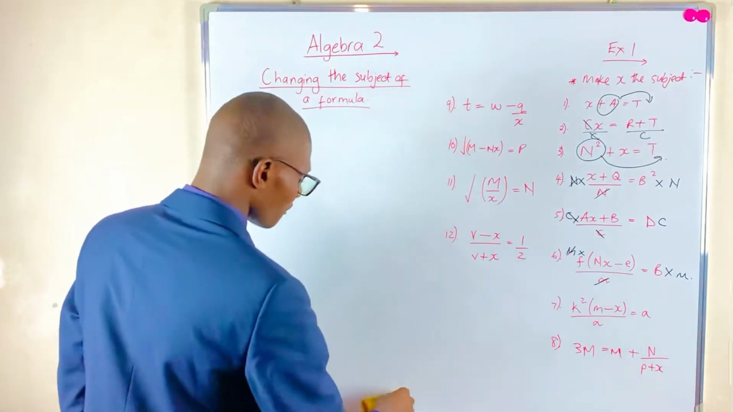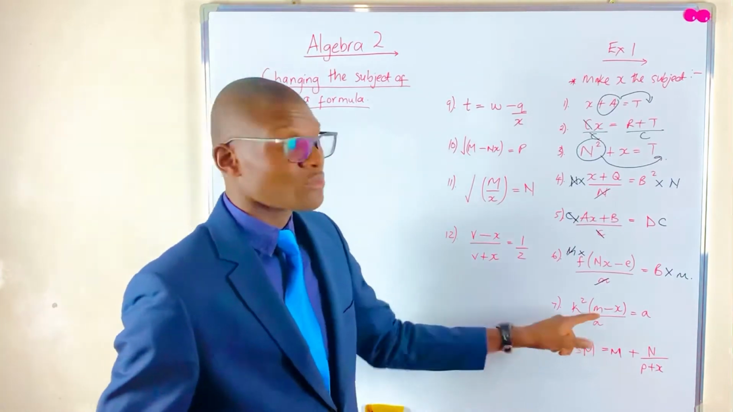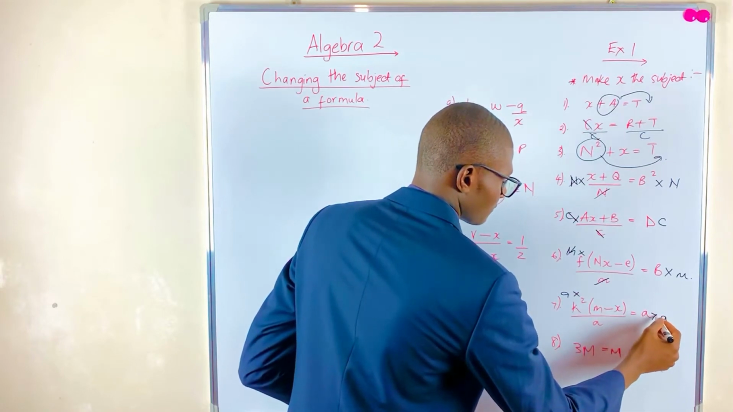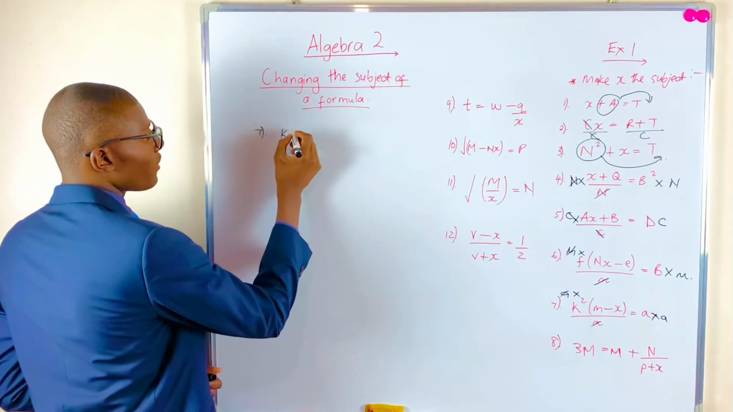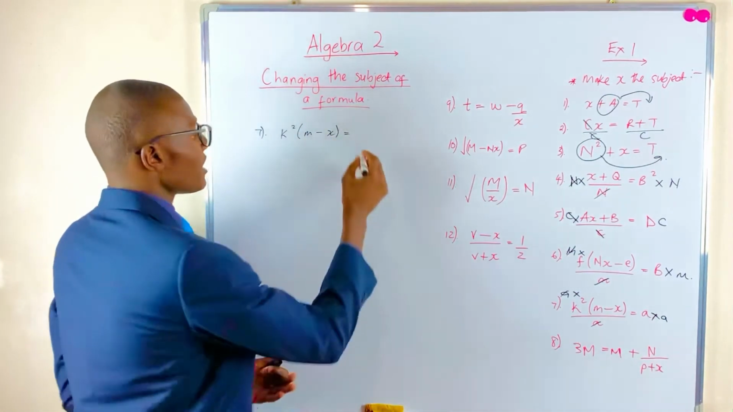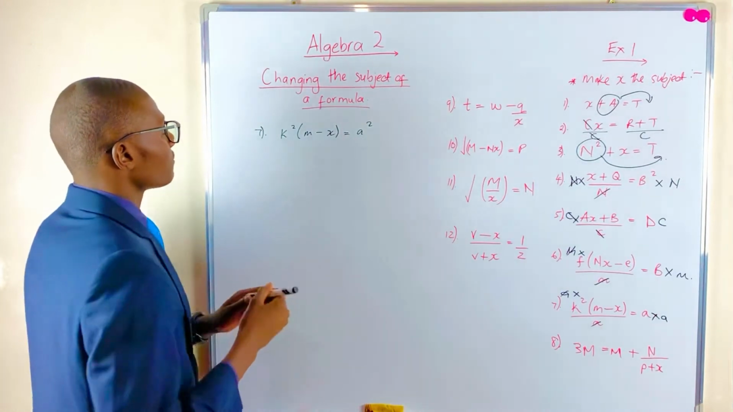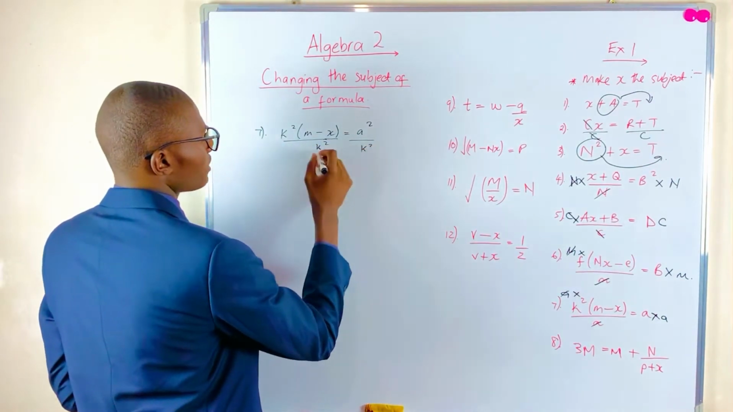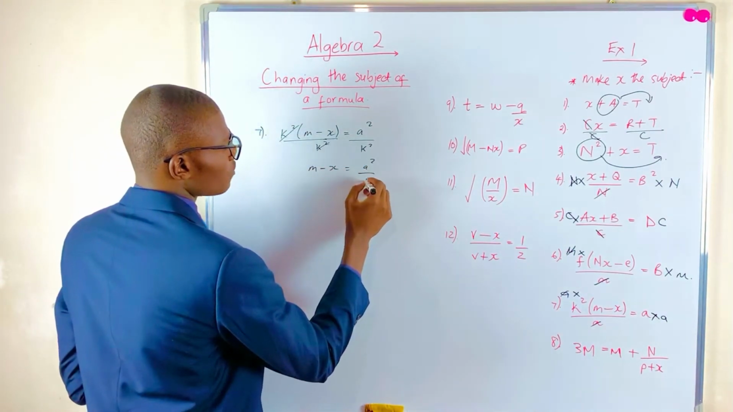Okay, so now moving on to number 7, we want to make x subject of the formula, but first of all we have to get rid of the denominator. So multiplying both sides by a, that a and that a will cancel, such that for number 7 we'll now have k squared times a minus x being equal to a times a, which is a squared. And then dividing both sides by k squared, this and this will cancel, such that a minus x is equal to a squared over k squared.